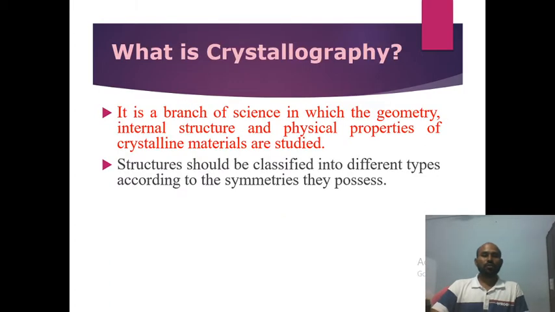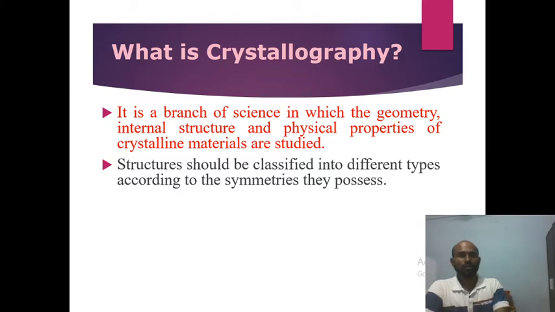Next, first we see what is crystallography. Crystallography is a branch of science which deals with the study of geometry, means external structure. What is geometry? It is the form. There are different structures: what is cubic, what is hexagonal, what is tetragonal, what is monoclinic, triclinic. This is the geometry, how it will form. Is it spherical or is it a square? What is the geometry of that actual structure? Next, internal structure means how the atoms are formed and how they are arranged in that crystal structure.